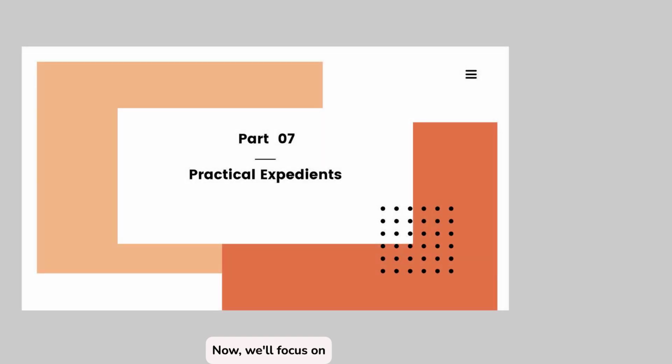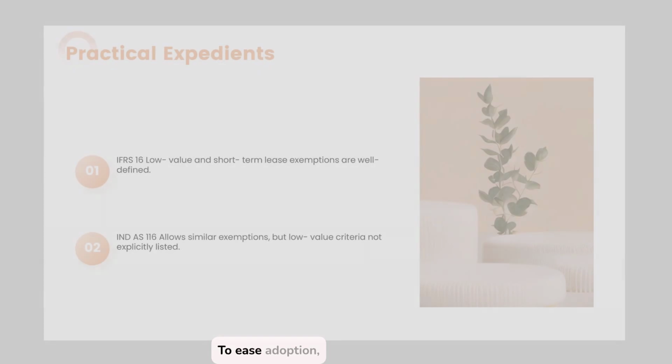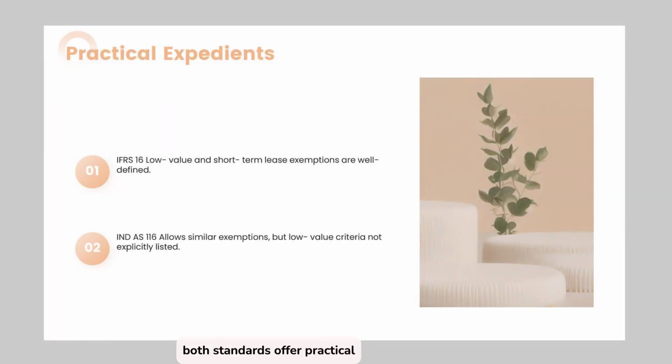Now we'll focus on practical expedients. These are simplifications allowed by the standards to ease the burden of implementation for certain types of leases. To ease adoption, both standards offer practical expedients. IFRS 16 offers clear low-value and short-term lease exemptions. IND AS 116 allows similar relief, but doesn't define low value as precisely. This means companies need to exercise judgment and often refer to IFRS guidance or seek regulatory opinion.